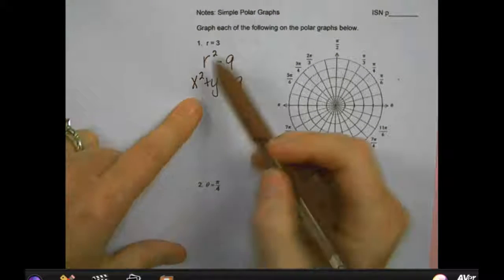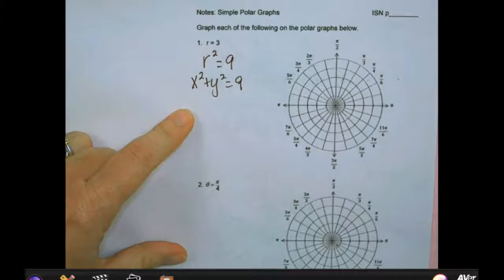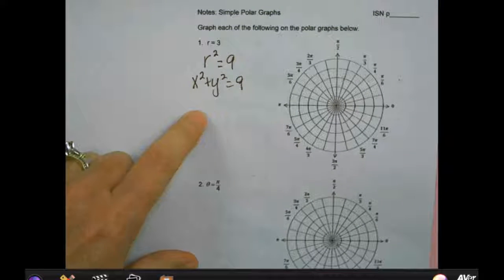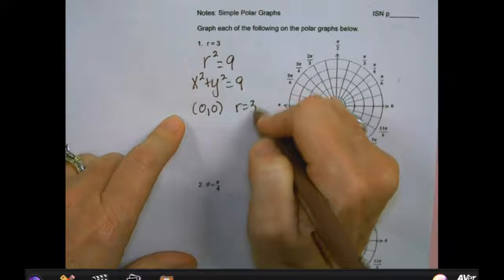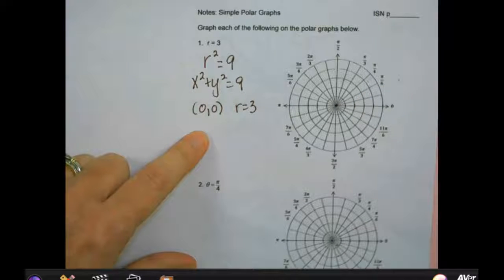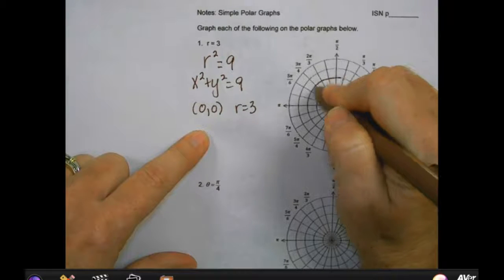So, once we square both sides and I substitute x squared plus y squared for r squared, this is the equation I get, and that's the equation for a circle. That has the center at 0, 0 with the radius at 3. So if I'm going to graph that, the center is right here at the pole, and I count out 1, 2, 3, so I'm going to get a circle.